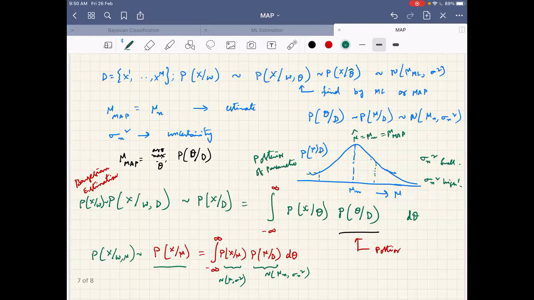If you summarize, P of x given omega by Bayesian estimate turns out to be normal with mean mu n and variance sigma square plus sigma n square. You can substitute these things, but the integral is not very trivial, so directly you can take the answer here.